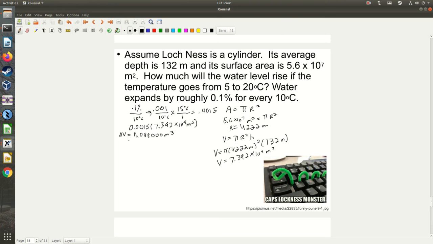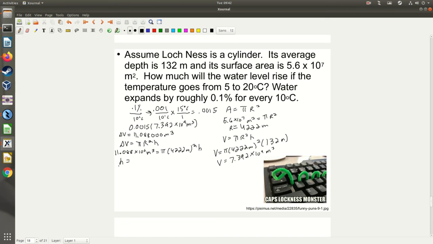Now, to figure out how high the water level is going to rise, I know that delta V is equal to pi r squared h. So I could take that, plugging in there, with the radius I know is going to be constant, so we call it the cylinder, and then I could figure out the height. So I'm going to do that right now. So I'll take my 11 million, I'll just say 11.088 times 10 to the 6th cubic meters is equal to pi 4222 squared h.